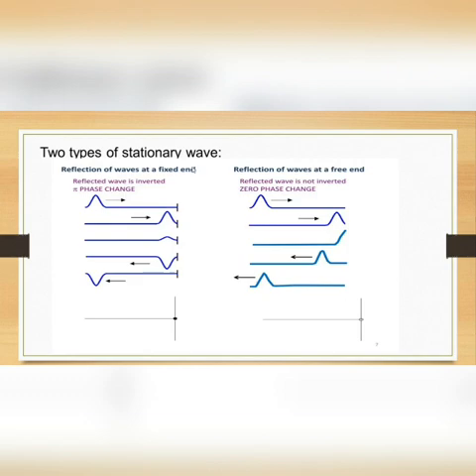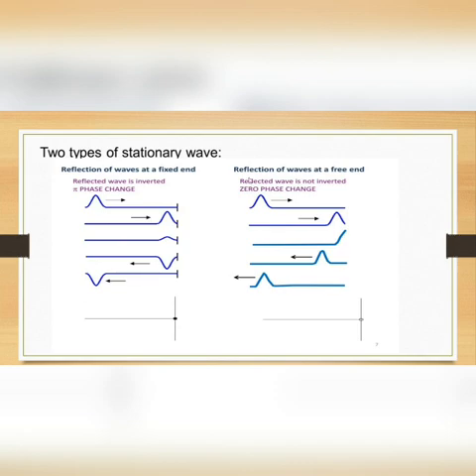There are two types of stationary wave. The first one is the reflection of waves at a fixed end. So the reflected end here is fixed, and the reflected wave will be inverted. So there will be a phase change of pi. Here we have a pulse of wave coming to the reflected end, and when it is reflected back, the phase will be inverted like this. This is a stationary wave with a fixed end.